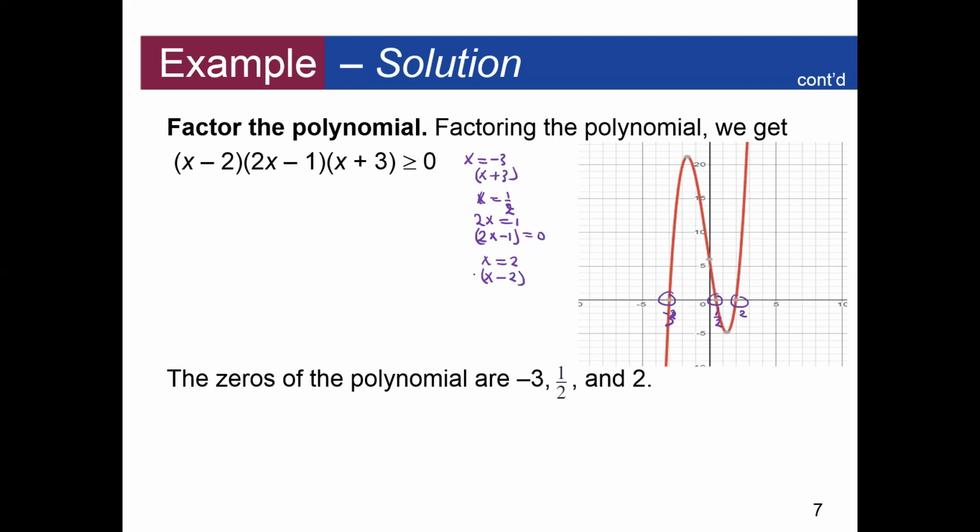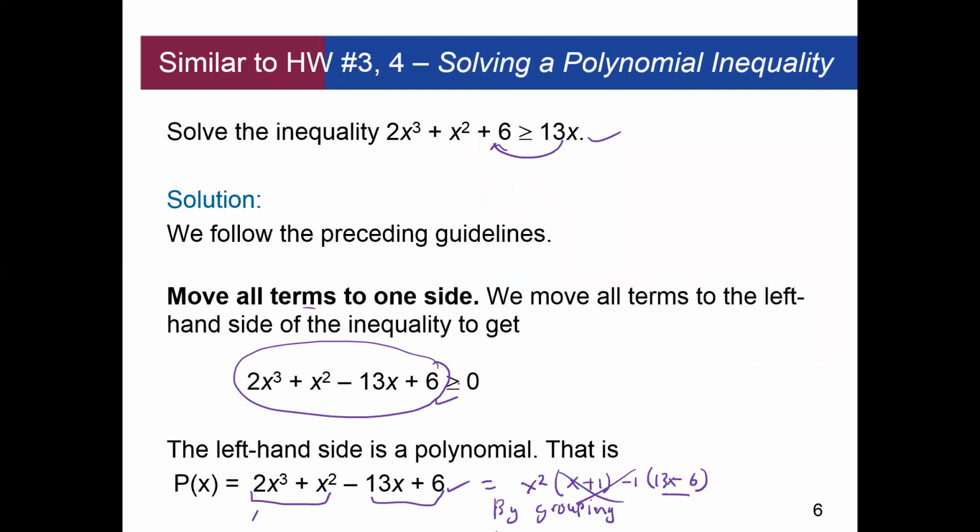So either you can read these zeros and get your factors from the graph, or just use one of the zeros and find the others. For example, if I use x equal to 2 as a zero, which means that x minus 2 is a factor, then we can use synthetic division to find the other factors.